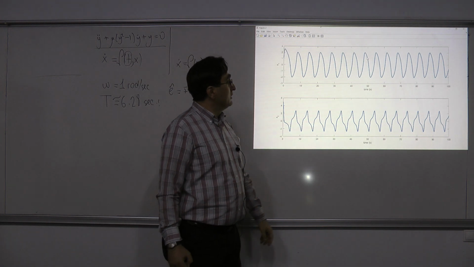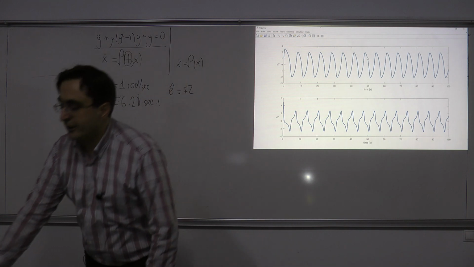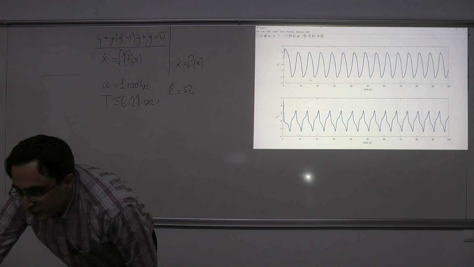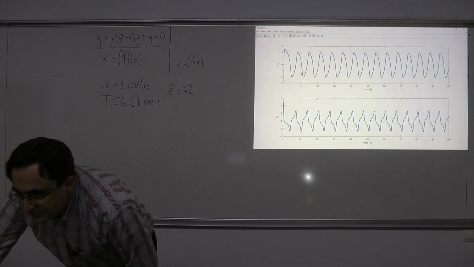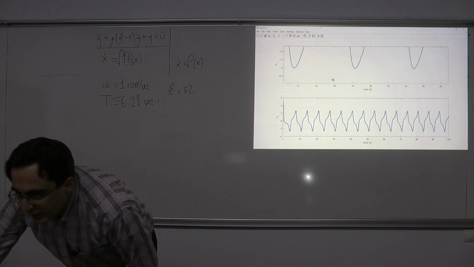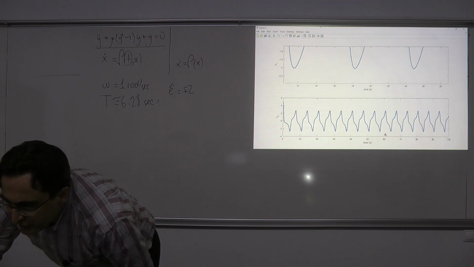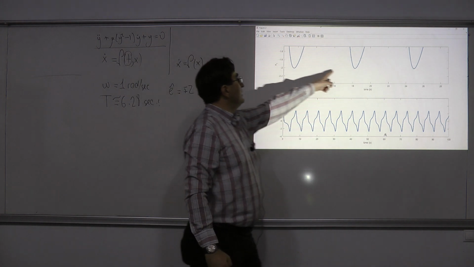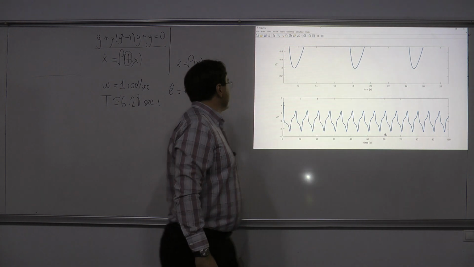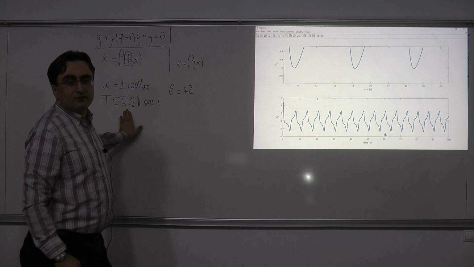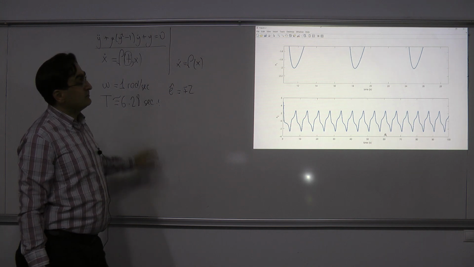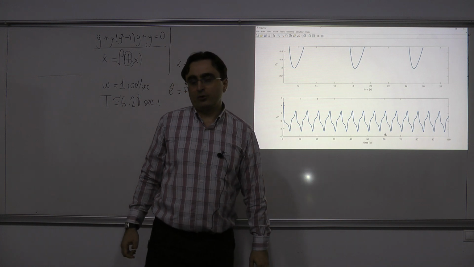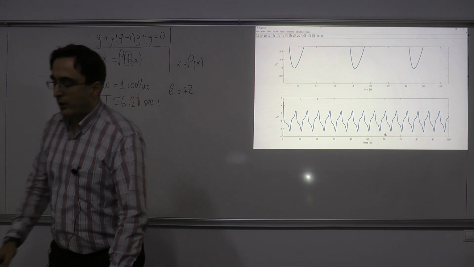And what about the period of oscillations? Here, if I zoom a little bit into this part, you can just look at how much time is between the two dips here. So you see that it is approximately 6 seconds. All right. So you see that although the method is quite approximate, it can give you quite accurate results.